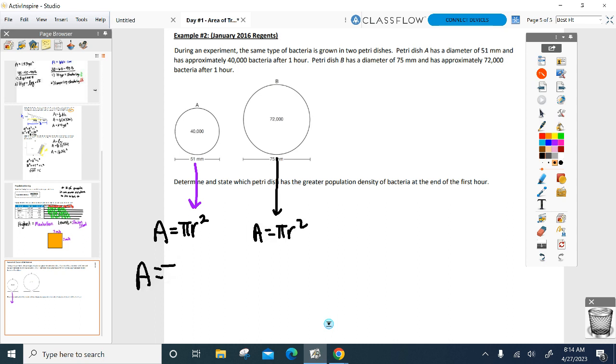And before we get nuts here, do I want to plug 51 in? We just finished a circle unit. Do I want to plug 51 in? No, because that's the diameter. I want to plug in R, radius, so cut it in half. And I'll plug in 25.5 squared. And over here for petri dish B, I don't want to plug in 75. I'll plug in 37.5, 37 and a half squared. And this is just giving us our area so we can get to population density.